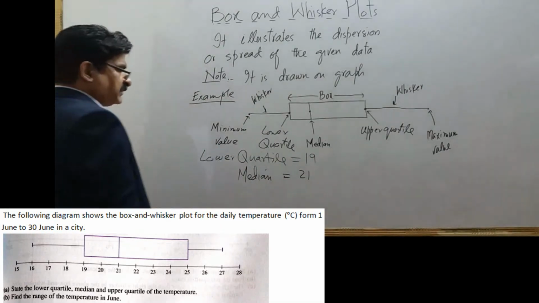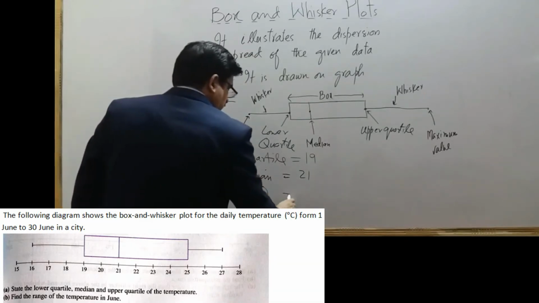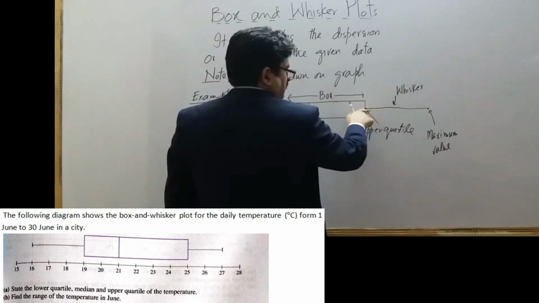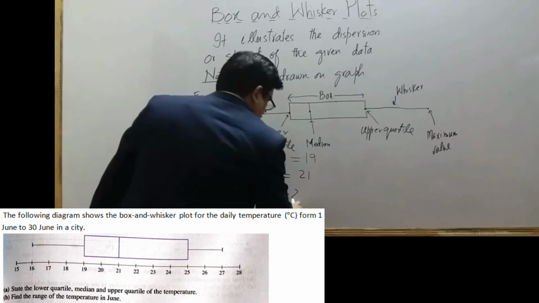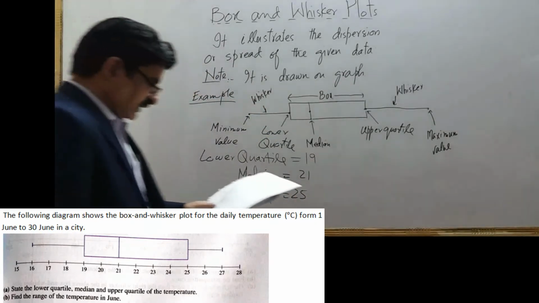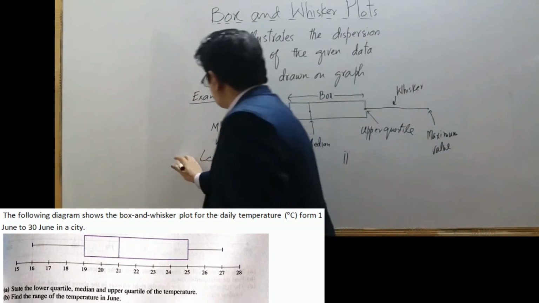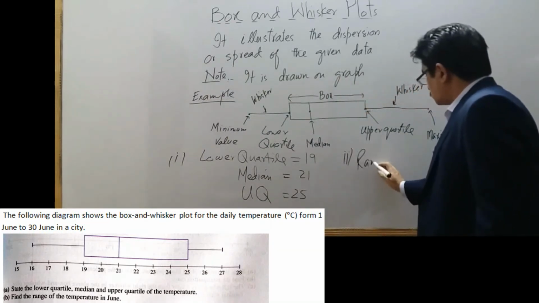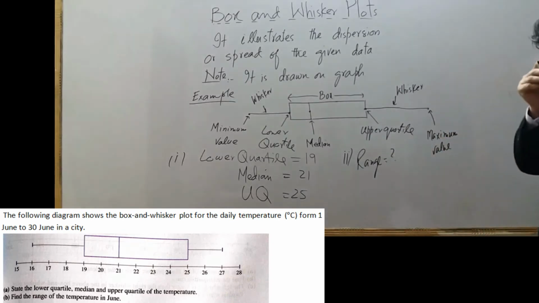Then we have upper quartile, the end of the box. Here we have the upper quartile. So this value from the graph is 25. And in the last part, we are asked to find the range of temperature. The second part of this example, range. So range is equal to what?